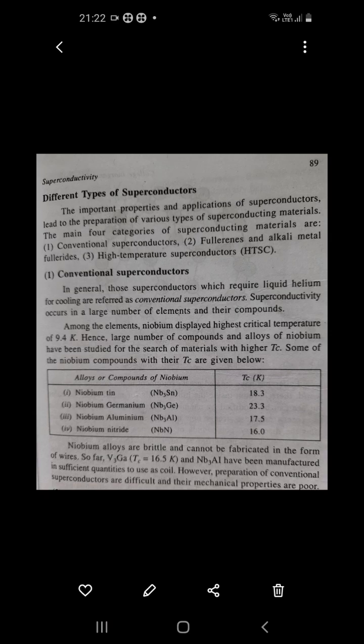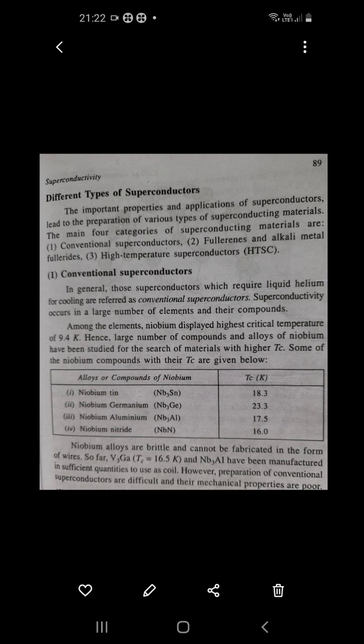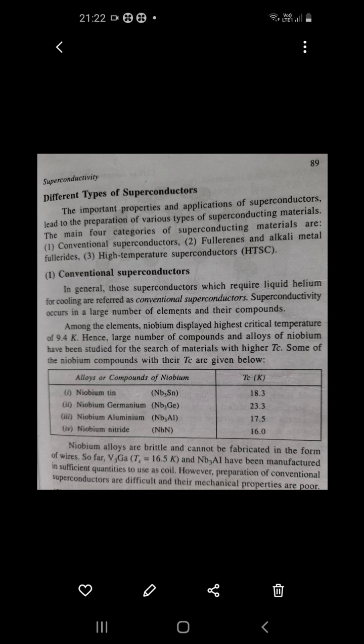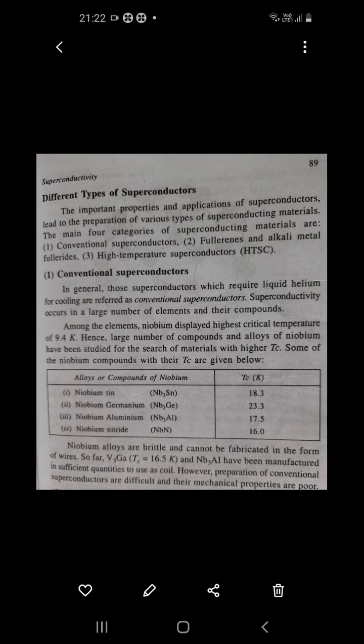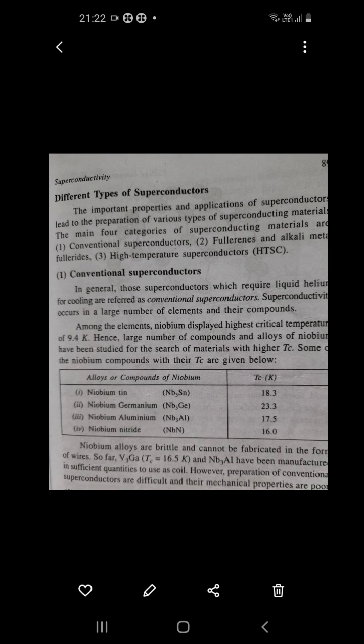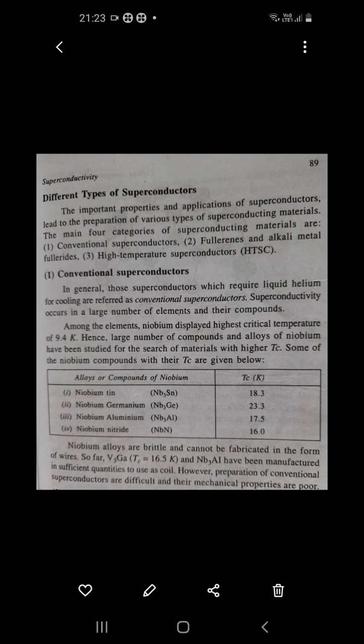So we have examples of niobium and its compounds or alloys. Niobium displays the highest critical temperature of 9.4 Kelvin. A large number of compounds of niobium show different critical temperatures, and at this critical temperature they show superconducting behavior. But niobium alloys are brittle and cannot be fabricated in the form of wires. So far, vanadium gallium and niobium aluminum have been manufactured in sufficient quantities and used in different coils. So that you have to keep in mind.